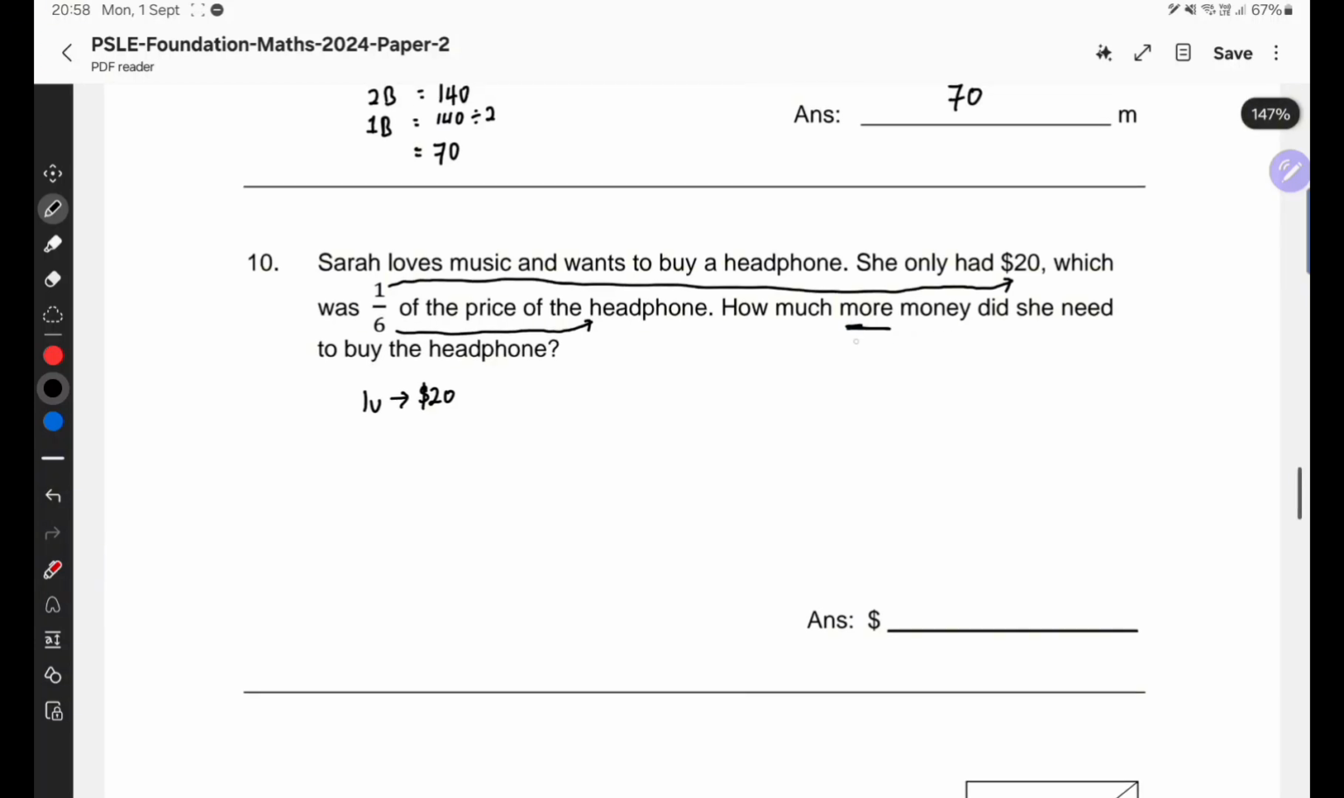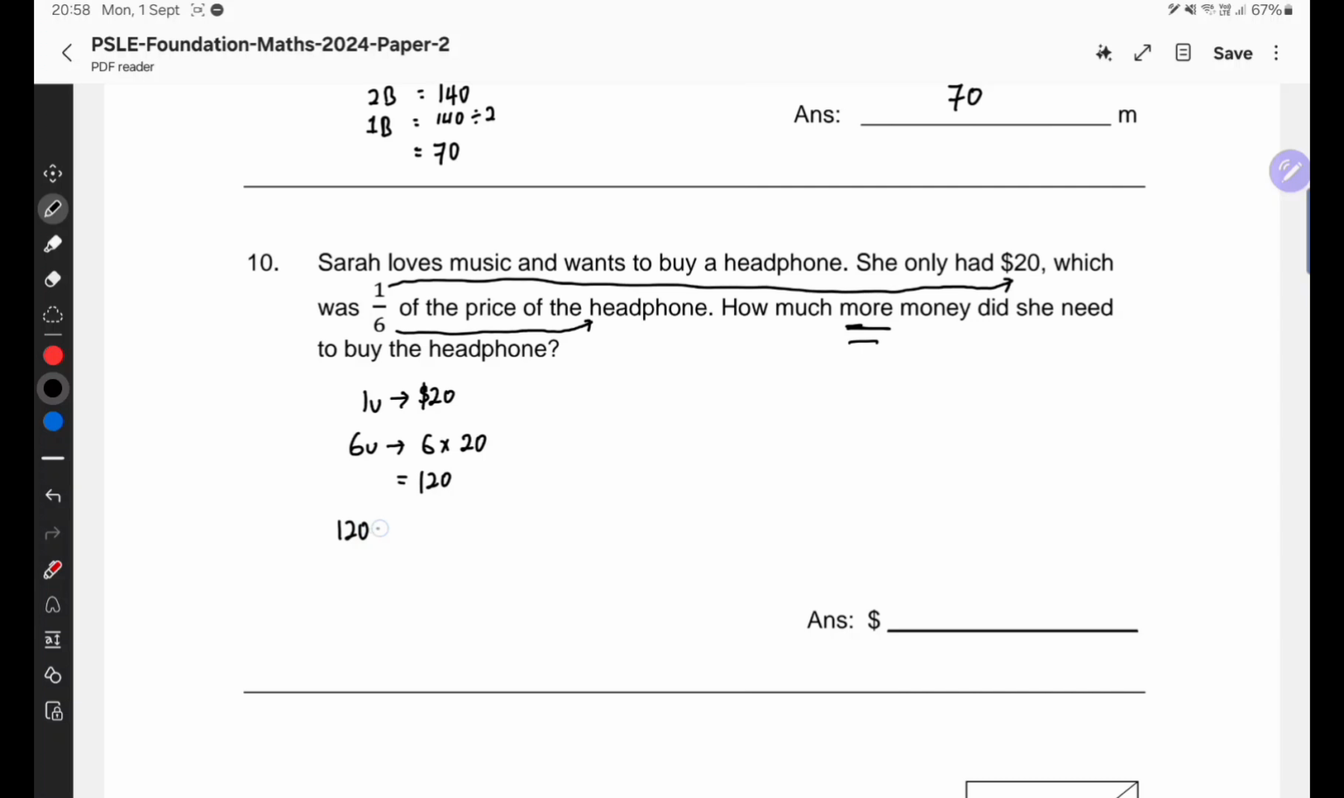How much more money? So there are two ways we can do this. We can find the total cost of the headphone, which is 6 units, which is 6 units times 20, which is $120. Okay, just let me write down. 6 times 20 equals 120.